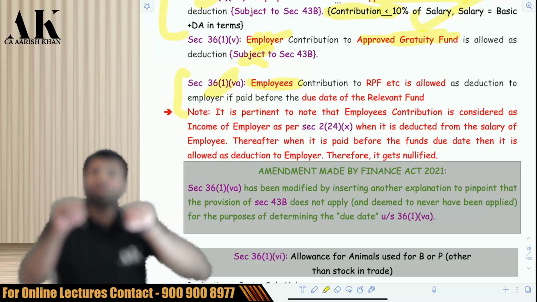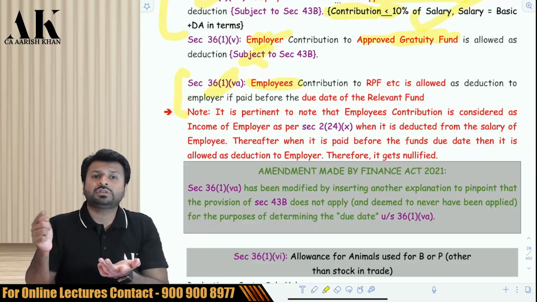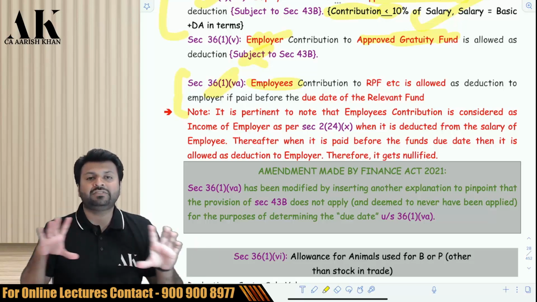So now there is a lot of confusion which was going on across the country, that the employee's contribution has to be paid by which date. So there were different high courts which were saying different things.